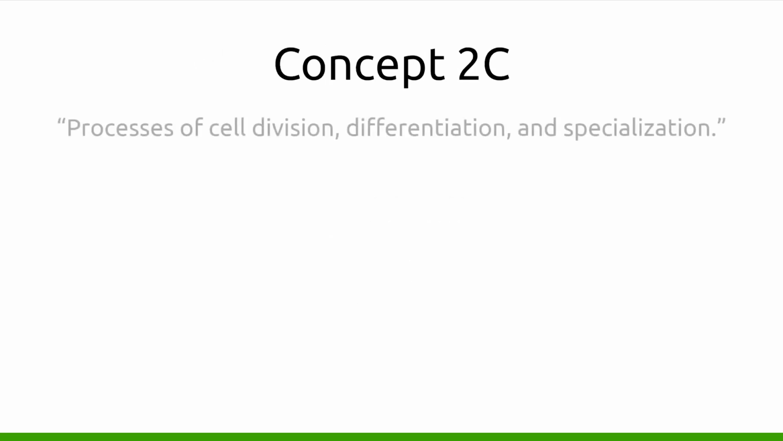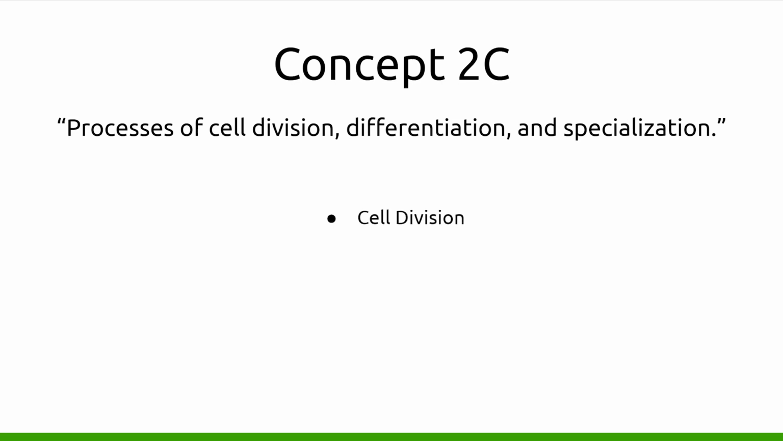Then you're going to have concept 2C, where you have processes of cell differentiation, division, and specialization. So again, breaking this down, you've got cell division, making sure you understand how that works, cell differentiation, and cell specialization. So what is cell division? The eukaryotic cell cycle, recognizing that that's going to be different from the viral life cycle, as well as how bacteria are able to replicate and make new bacterial cells.